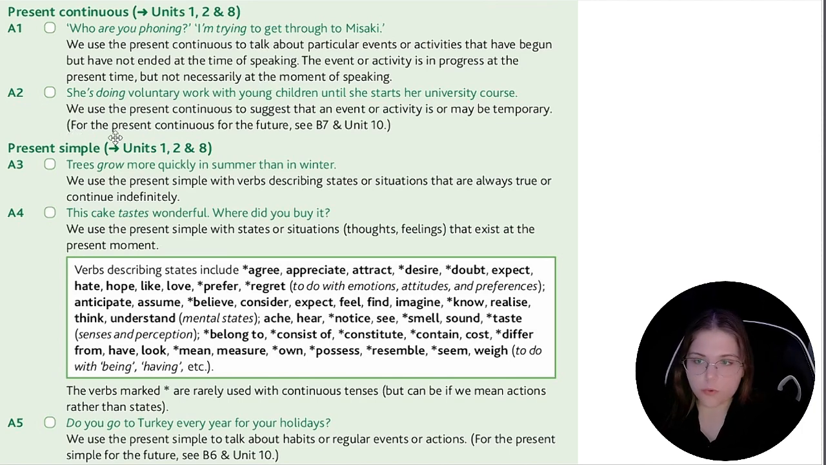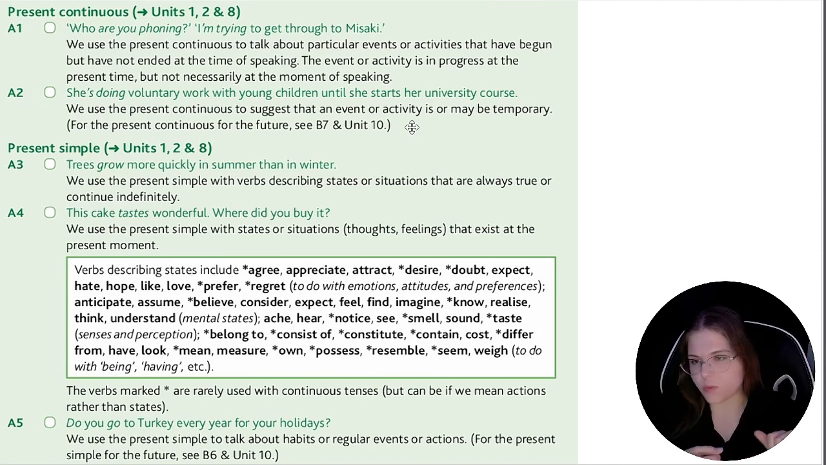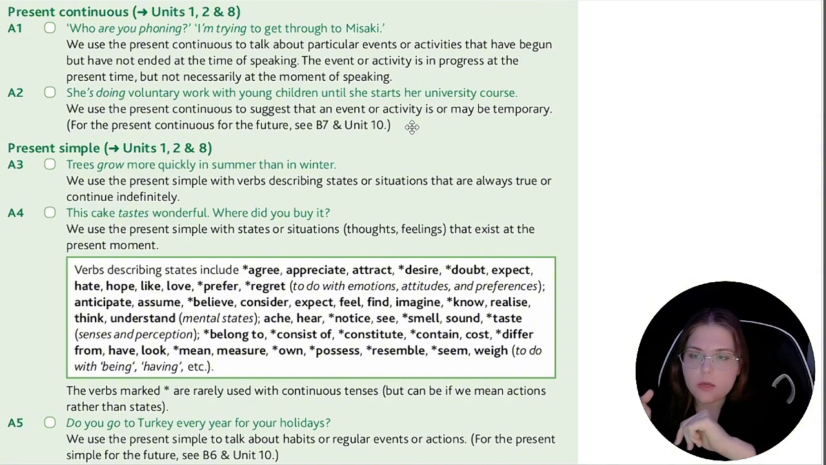And also the present continuous for the future, CB7 and Unit 10. Here it is said that we use present continuous to talk about the future, future arrangements. For example, do you remember that we are meeting tomorrow afternoon? This is the nearest future, and we use present continuous to talk about that.